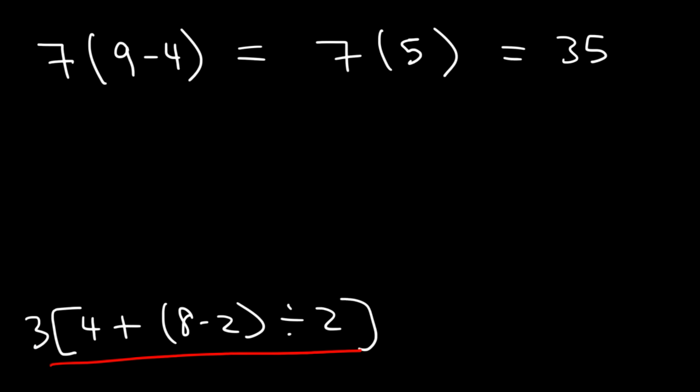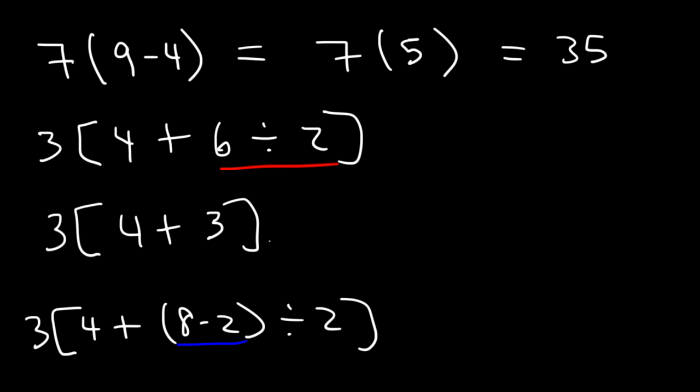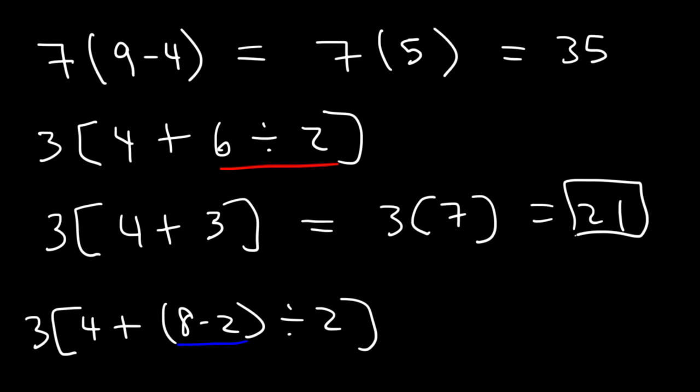Now let's work on this example. So first, we need to subtract 8 by 2. 8 minus 2 is 6. And now we need to work inside the brackets. 6 divided by 2, that's equal to 3. So we have 3, 4 plus 3. Now what's our next step? 4 plus 3 is 7, and 3 times 7 is 21. So that's the final answer for that example.